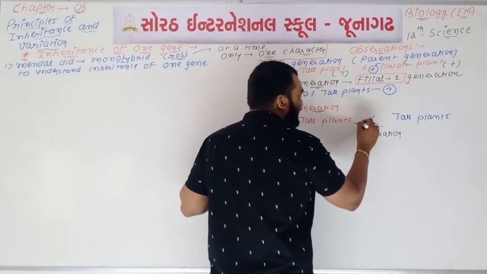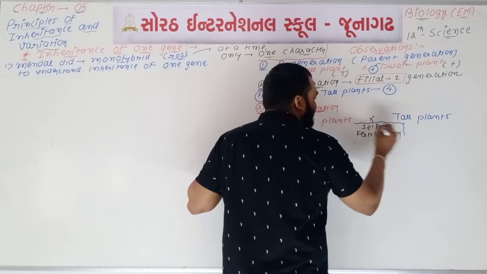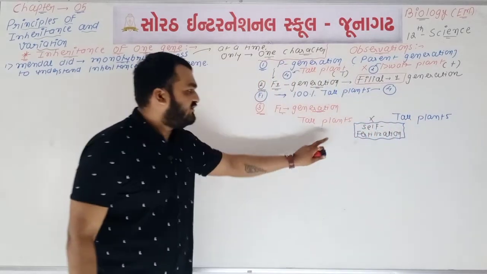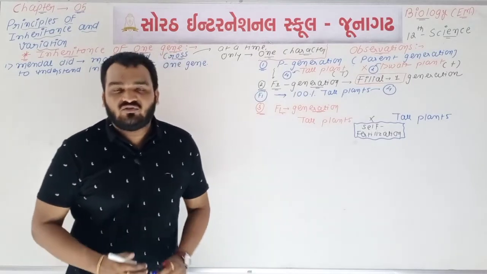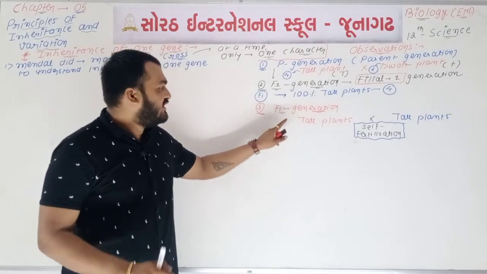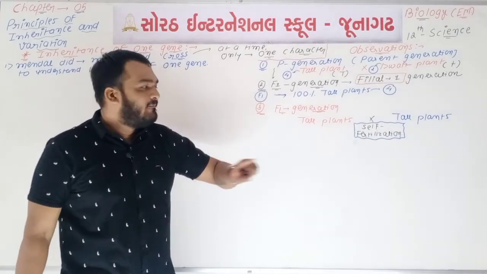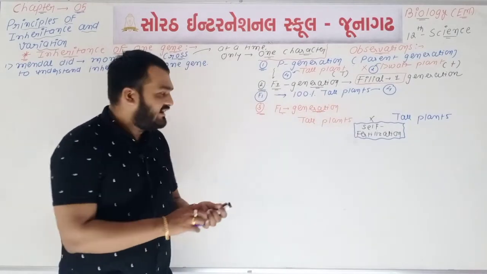But remember, in F1 generation self fertilization is found. Self fertilization is one type of artificial fertilization. You will remember this. So in F1 generation Mendel did what? In F1 generation Mendel did self fertilization.